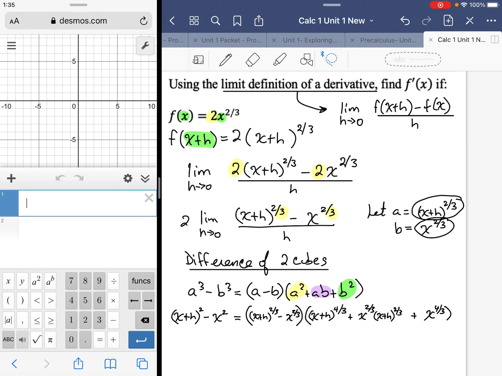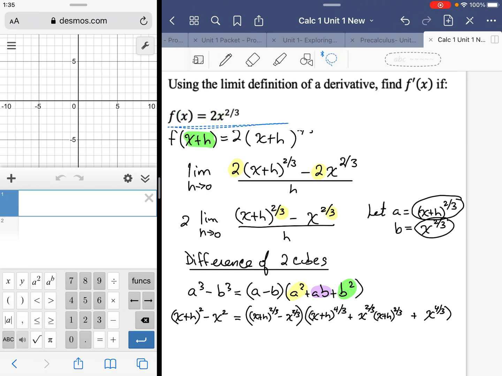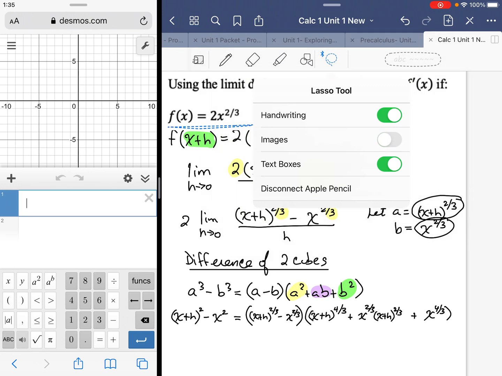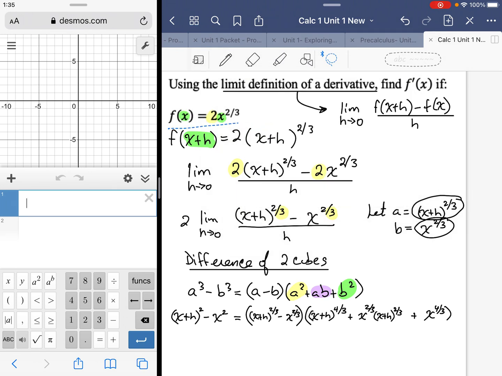All right, I'm just going to do a little shrinky dink action here. Actually, let me turn off images.